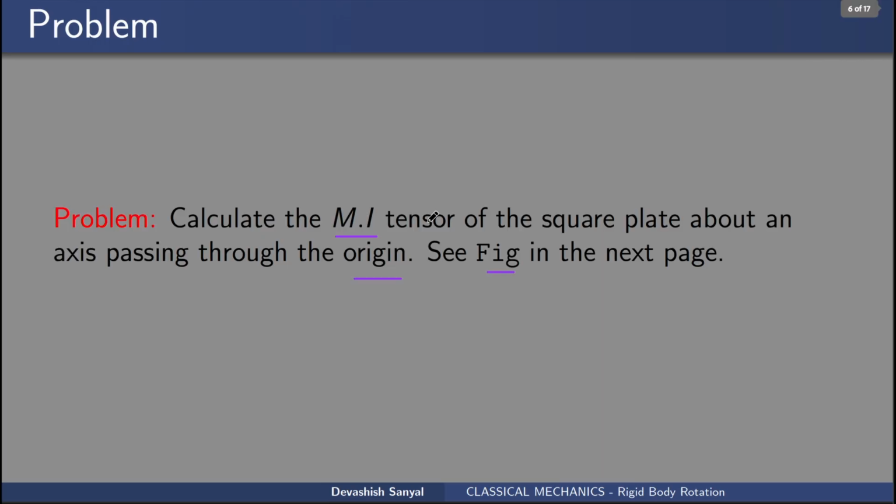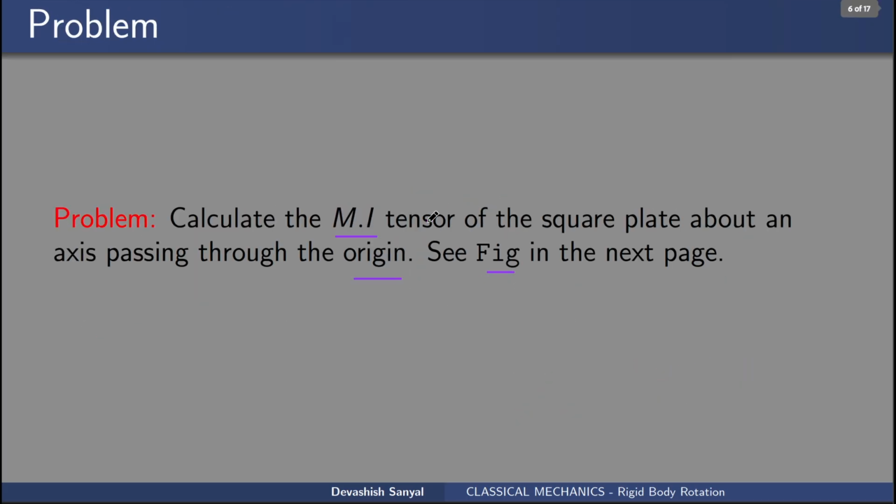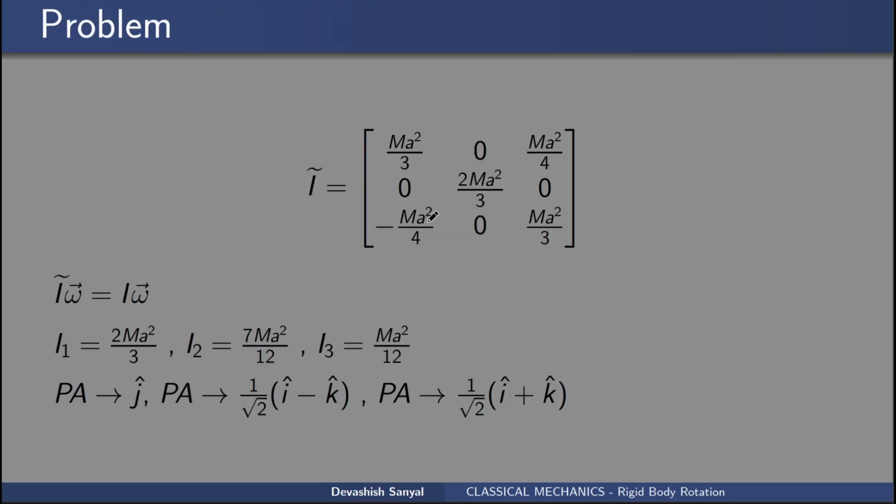And if we use this expression, we immediately get my I expression. My I tensor is this, you can calculate, ms square by 3. These are the entries of the moment of inertia tensor.